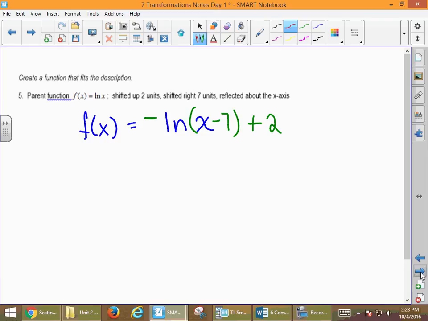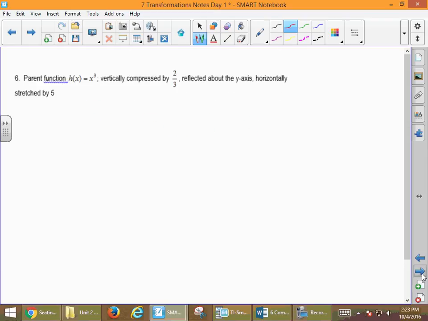So let's try the next one. Our parent function's h of x equals x cubed. So h of x equals x cubed. I'm going to leave a little bit of space here. And actually, I might have to erase a little bit. So it says vertically compressed by 2/3. Where's that 2/3 going to go? It's going to go right out there in front of the function.